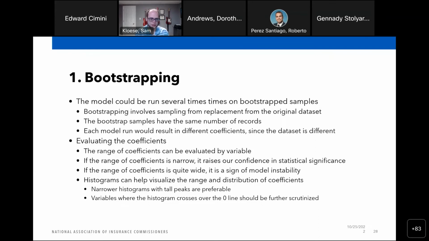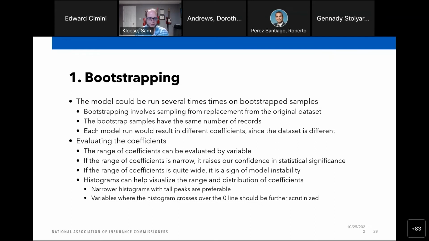And then you could look at evaluating the coefficients. You can look at the range of coefficients. Is there a large range or a small range? If the range is narrow, that raises our confidence in statistical significance. If the range is quite wide, that could be a sign of model instability.